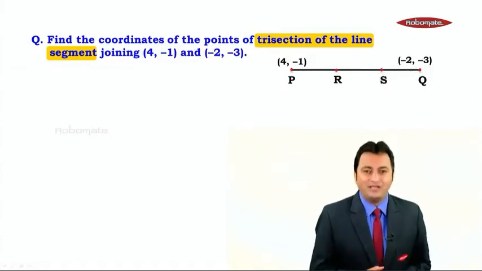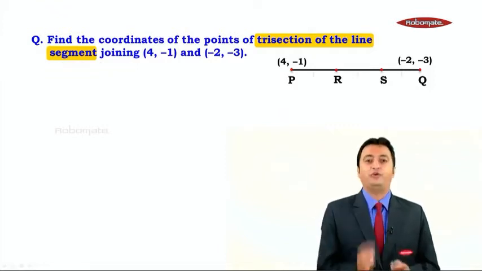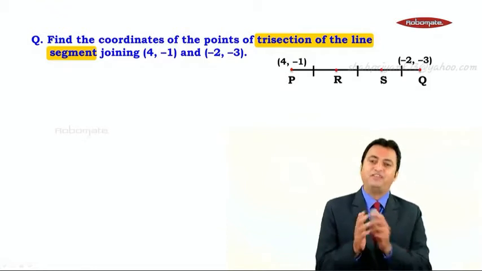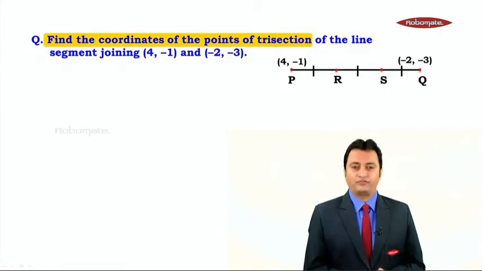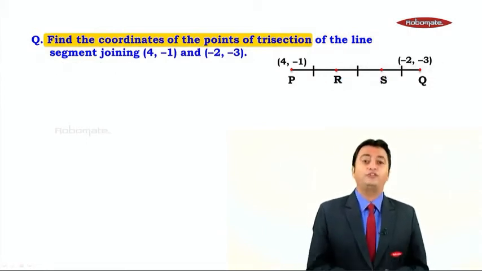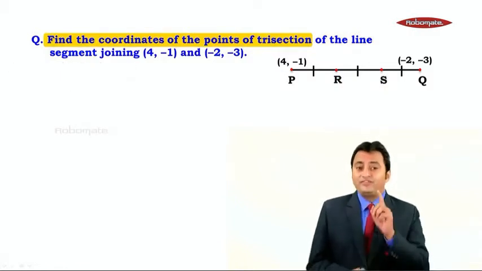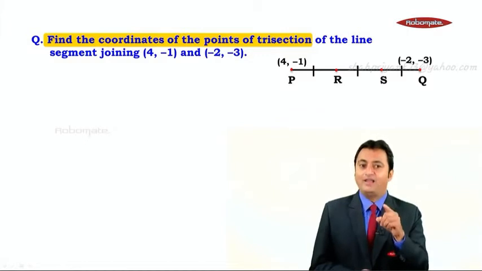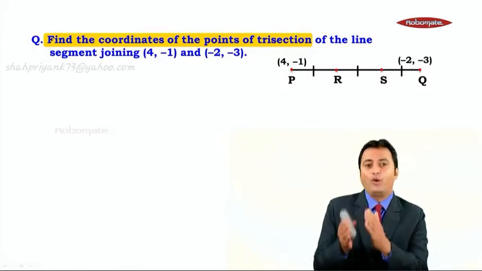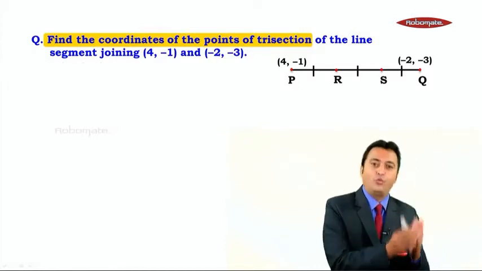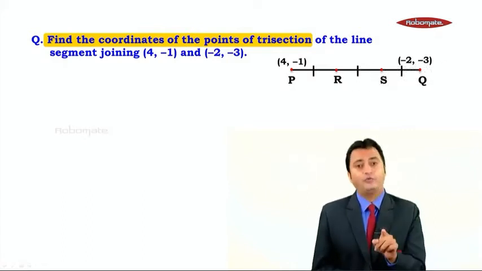So which 3 segments are equal? Segment PR, segment RS and segment SQ. Let us mark those 3 parts equal. The question is to find the coordinates of those points, so we need to find the coordinates of point R and point S. Now remember children, since PR, RS and SQ are equal, we can say the ratio will be 1:1:1.